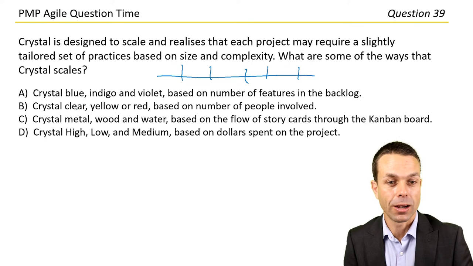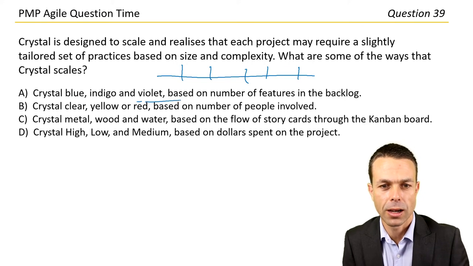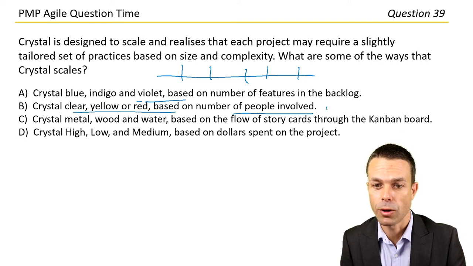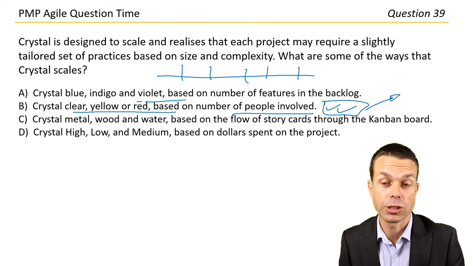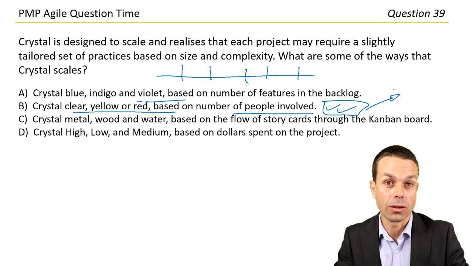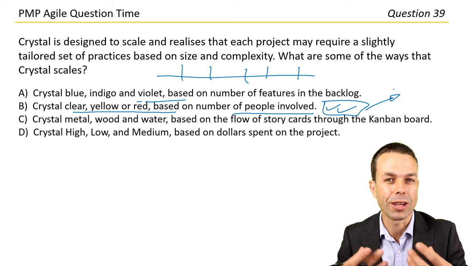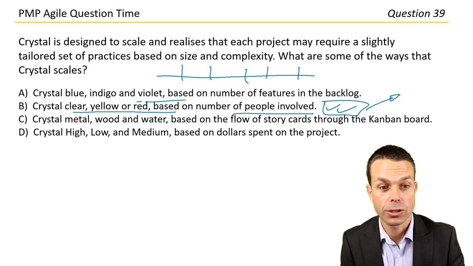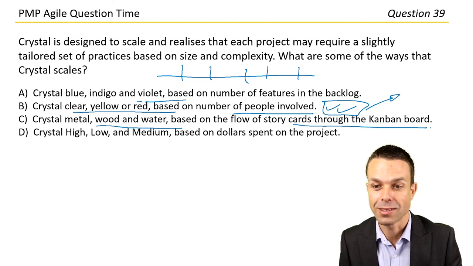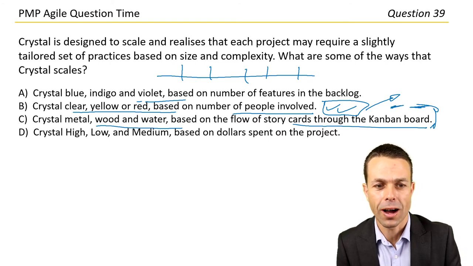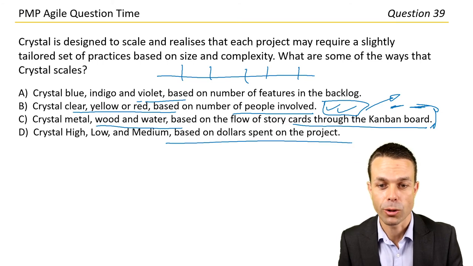Okay, this is good. Crystal blue, indigo, and violet, based on number of features. Crystal clear, yellow, or red, based on the number of people. I know that's one, because the number of people will severely impact your project, how many communication channels and opportunities there are for people to talk or even miscommunicate. So you have to keep communication really clear and really involved in a larger project. Crystal metal, wood, and water, based on the flow of story cards through the Kanban board. All of these seem like they could be the right answer, but I think we're going for B at the moment. Crystal high, low, and medium, based on dollars spent on the project.